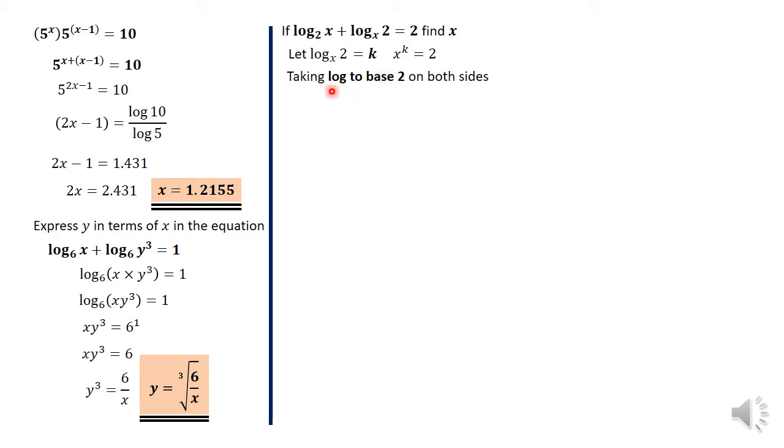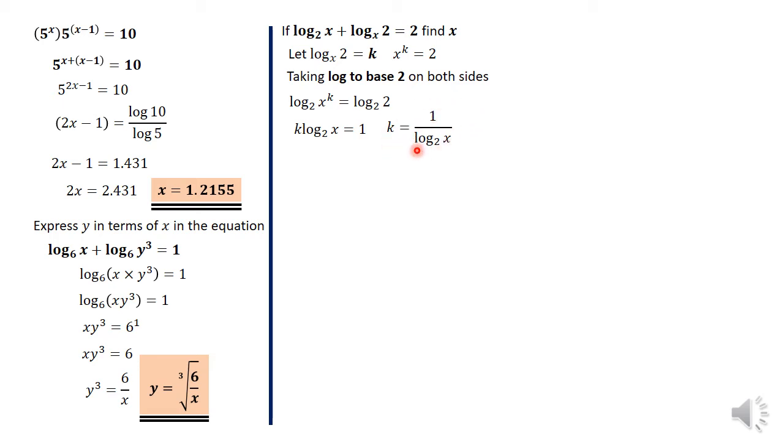Again, take log to base 2 on both sides of this equation, x raised to power k is equal to 2, and so you get log of x raised to power k to base 2 is equal to log of 2 to base 2, and log of 2 to base 2 is 1. This equation can simplify to this if you bring the k down, so that you have k log of x to base 2 equal to 1. Divide both sides by log of x to base 2, and so you get k is actually this one here.